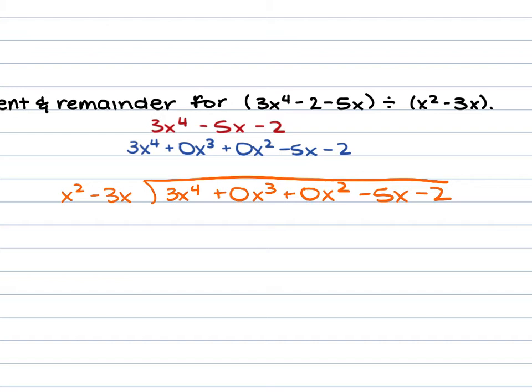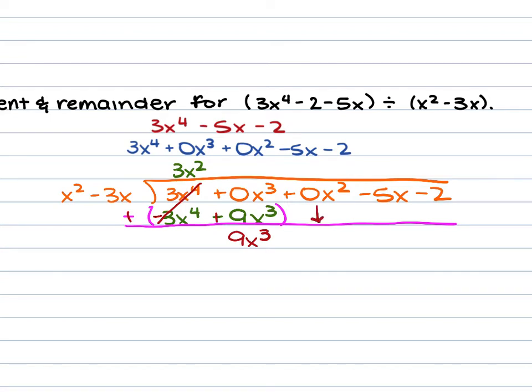Start from the beginning. Ask yourself, x squared times what is 3x to the 4th power? Well, that's 3x squared. So I'm going to multiply the 3x squared by the x squared and the negative 3x. It's going to give us 3x to the 4th power minus 9x cubed. From here, I'm going to subtract, which just means to add the opposites. So the 3x to the 4th power becomes negative, that 9x cubed becomes positive. Those 3x to the 4th powers cancel out. 0x cubed plus 9x cubed is 9x cubed. And then we drop down the 0x squared.